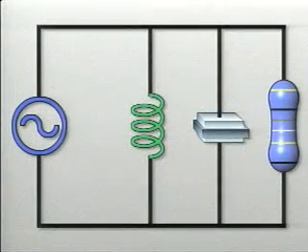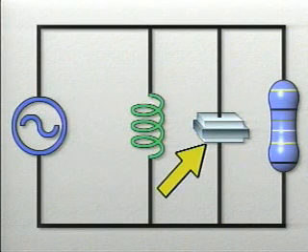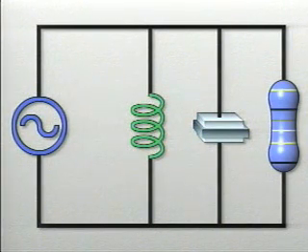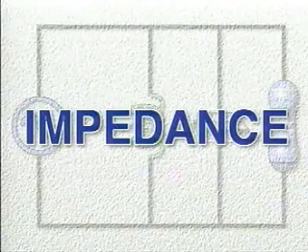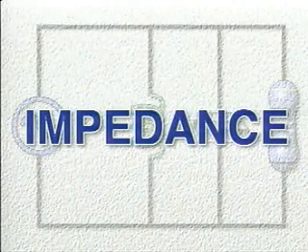In a circuit like this one, we have to consider the effects of resistance, inductance, and capacitance. Taken together, the combined effects of all three factors on current flow, and therefore on power, are called impedance. Impedance can be calculated, but you're not likely to have to do it.